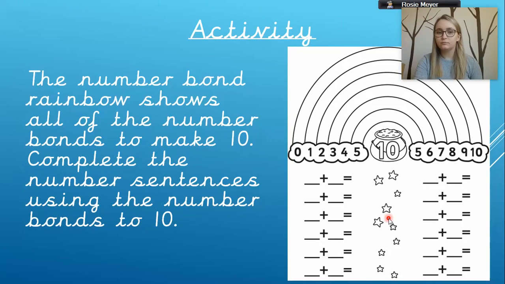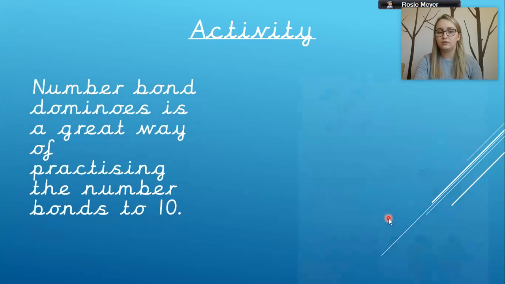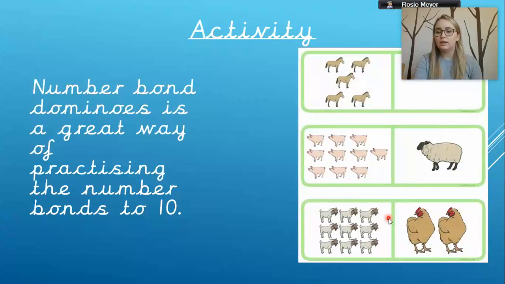Now, if you would like to have another thing to do today, we have got number bond dominoes to play. You might play it with your brother or sister, you might play it with your mum and dad. Now, these are using pictures, not the written numeral. So if you saw a 1 sheep, you would match it up with 9 goats, like it is here. So you'd put 1 sheep and 9 goats next to each other.